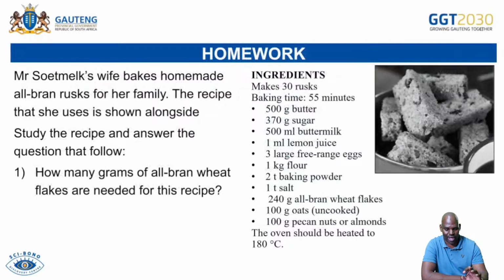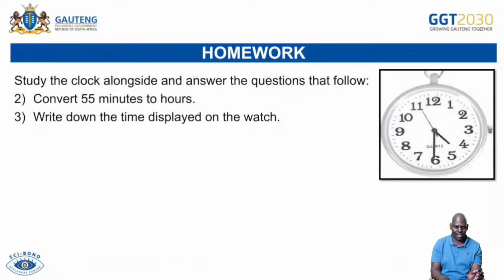Now homework, it's indicated, you'll have to complete it. Like in this case, Mr. Soetmelk's wife bakes homemade all-bran rusk for her family. The recipe that she uses is shown alongside. Study the recipe and answer the questions that follow. You'll see that the questions are actually similar to some of the questions that we have already done. So this one is just homework. How many grams of all bran wheat flakes are needed for this recipe? So you just have to look for the answer there.